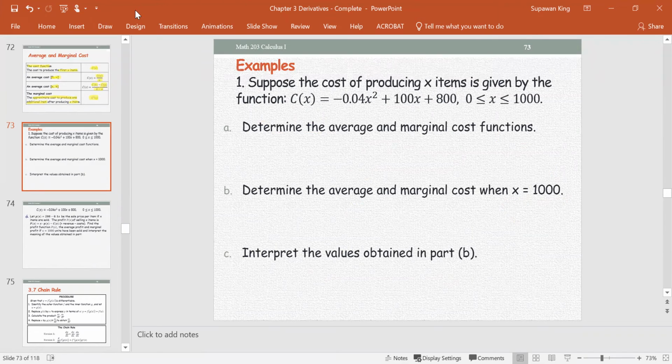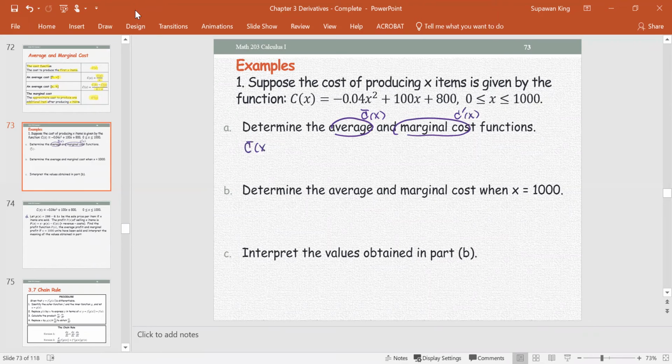Example 1. Suppose the cost of producing x items is given by the function C of x equals negative 0.04 x squared plus 100x plus 800, and x from 0 to 1000. Part A. Determine the average and marginal cost functions. The average cost function is C bar of x. The marginal cost function is C prime of x.